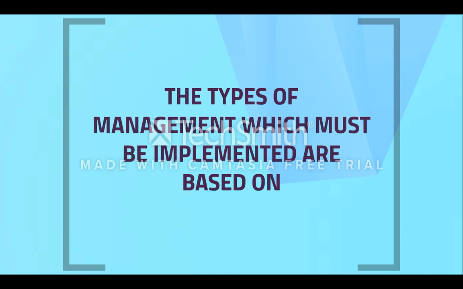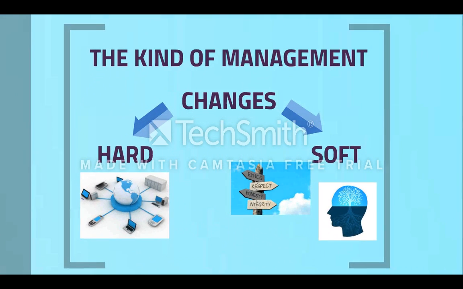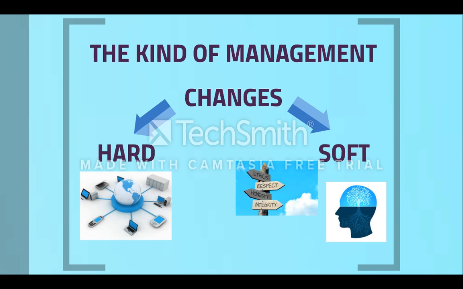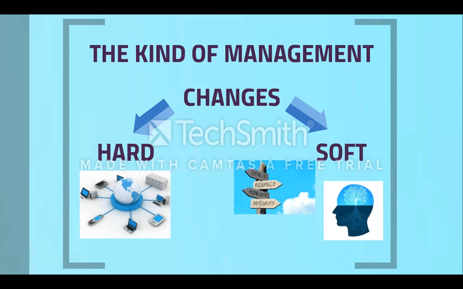The types of management which must be implemented are based on the kind of change. There are two different kinds of change: superficial change, which affects hard things, such as information systems, and change which affects soft things that in fact go deeper in the organization, such as values and mindset.